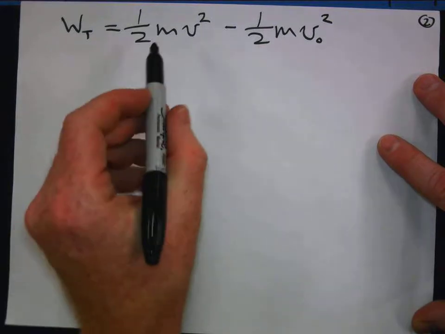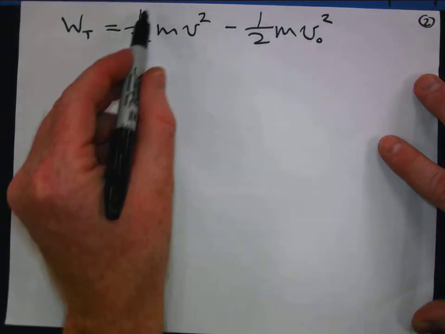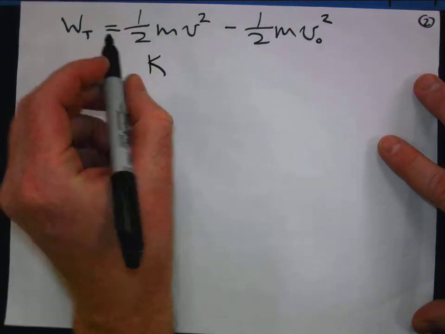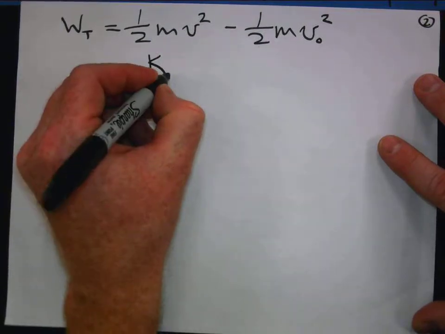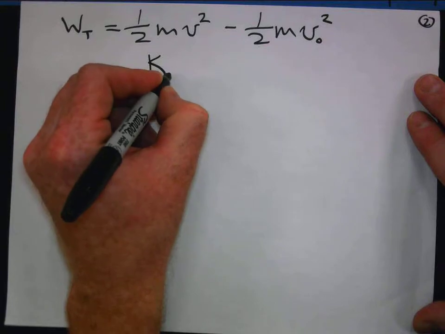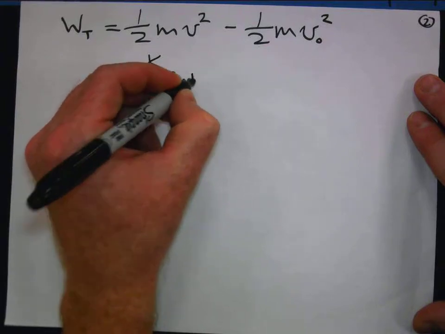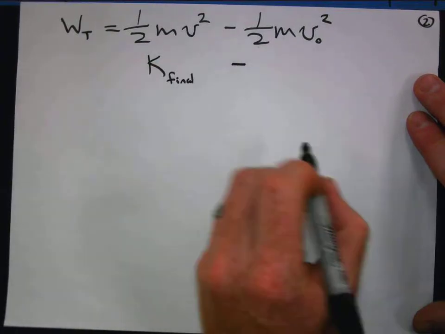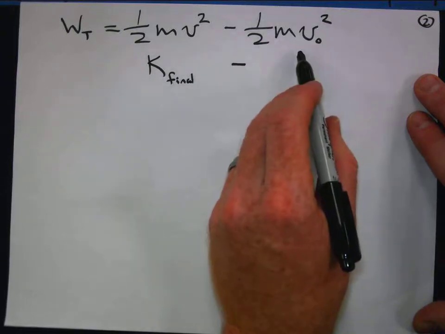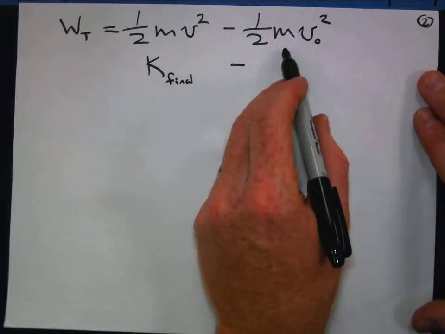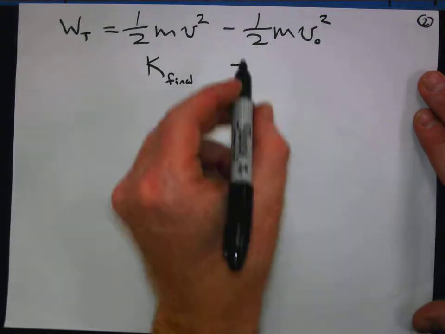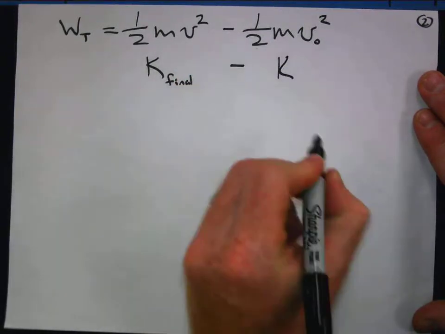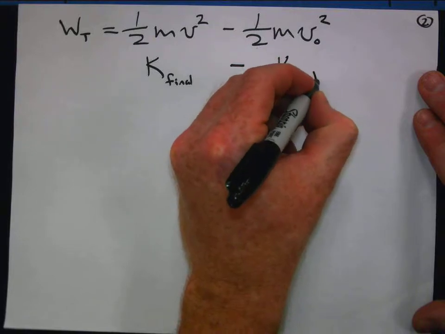So what's going on here? This is how much kinetic energy the object has in a final state after a change takes place. So you might say that this is kinetic energy final. This is the amount of kinetic energy the object would have before we did any work on it. It has a mass and it has a velocity before we do some work. So this could be the kinetic energy initial.